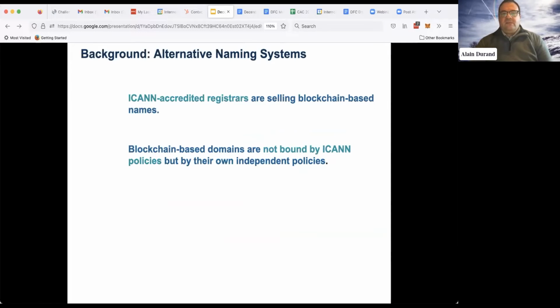Another thing is that we're starting to see some ICANN-accredited registrars selling domain names on those technologies alongside DNS domain names. And that had the potential to create some customer confusion, and that led to me writing this blog, Buyer Beware, at the very beginning of the year. Next, please.